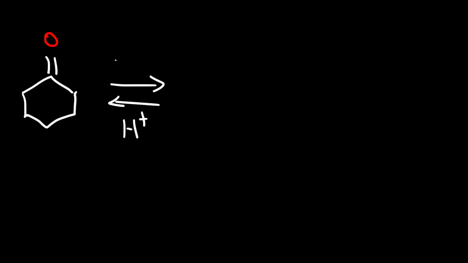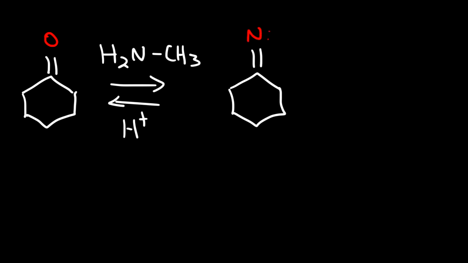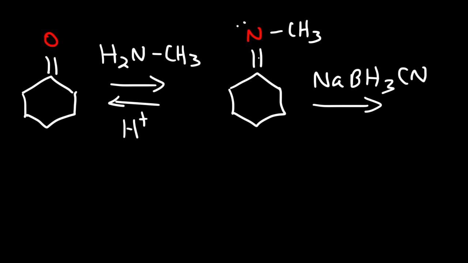So here's another example. Let's say we have cyclohexanone, and let's react it with a primary amine under mild acidic conditions. And so let's use methylamine. And so this is going to give us an imine. Now, if you take away water, the two hydrogens and the oxygen, you'll be left with the R group attached to the nitrogen atom. And then we could reduce it with sodium cyanoborohydride, and a double bond will be reduced to a single bond, giving us a secondary amine.